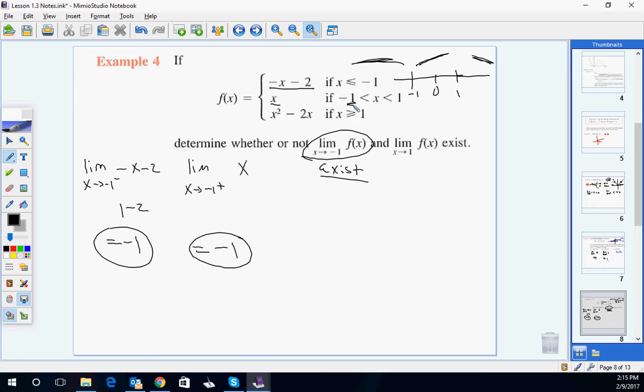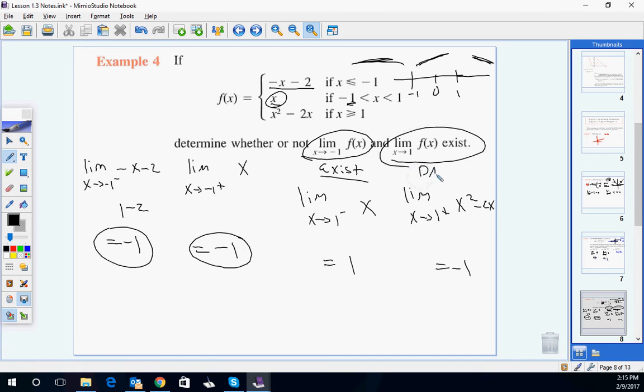And so conversely, if we're doing the next one, when we do limit as x goes to 1 from the left, it's going to be this guy. Because right there, that's the left of 1. X less than 1. I don't use all the way to the left because that's not the one closest to what we're looking at. This is 2 pieces away. And then here, limit as x goes to 1 from the right, we'll use x squared minus 2x. So we plug those in. I get 1 here. Plug this one in. I get negative 1. D and E for that one.